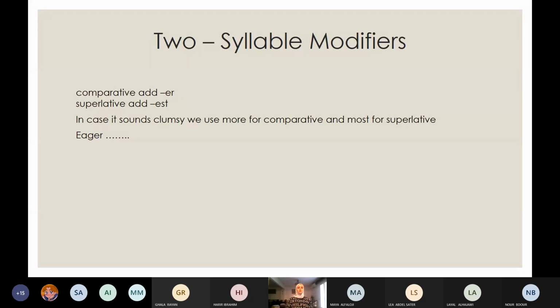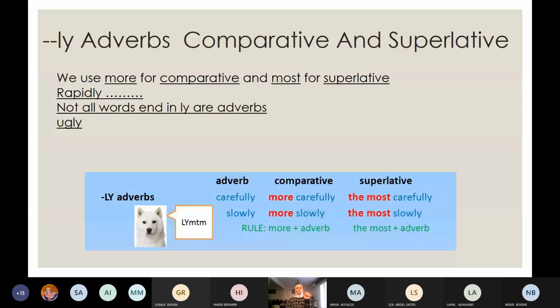Then adverbs that end in ly. We know that 90% of adverbs end in ly. Okay, so what is the case of adverbs ending in ly in comparative and superlative? I use more for comparative and most for superlative. Rapidly. He talks rapidly. She cooks rapidly. I want to say that she cooks rapidlier than her sister. I can say rapidlier. No. She cooks more rapidly than her sister.